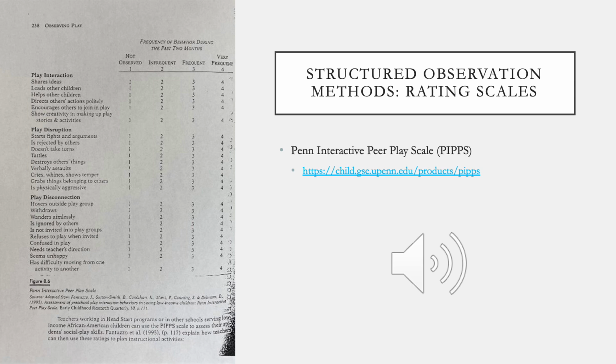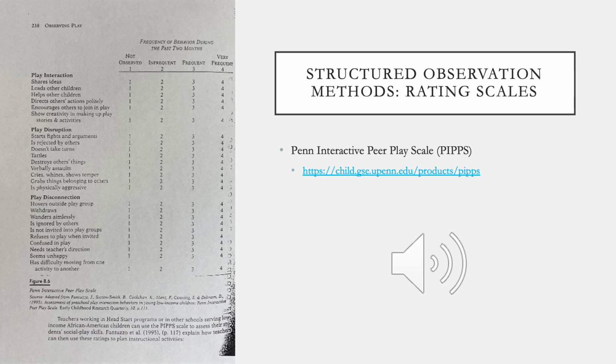And during the observation, the dimensions are used with a rating scale, a Likert scale, starting with not observed to very frequent. So are you seeing a pattern in children's play with the different dimensions?